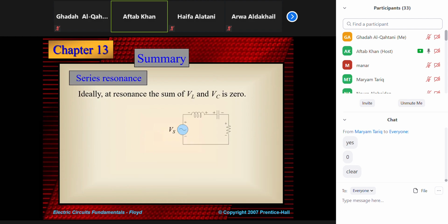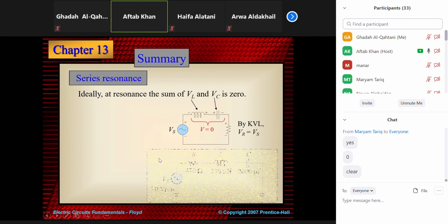Okay, rest is what? In series resonance, ideally, the sum of VL and VC is 0. We have seen that if it is 0, and you apply KVL, can you say that VR is equal to VS? Yani, the total voltage which we are applying is going to drop across the resistance, because the sum of the voltages here is going to be 0, since they are equal and opposite. You can also see the signs here, right?